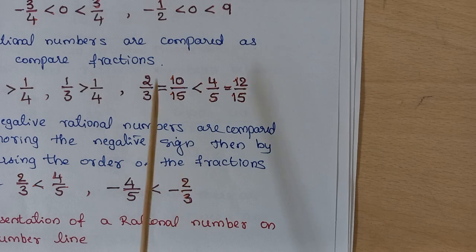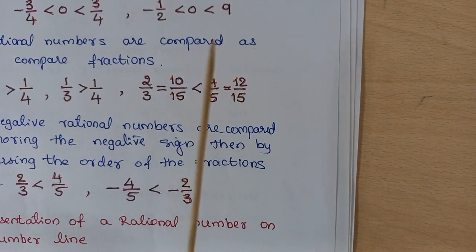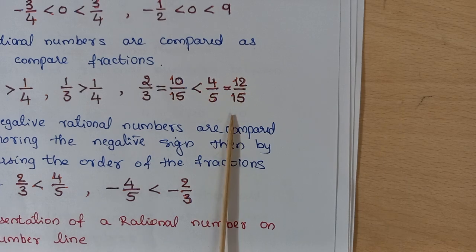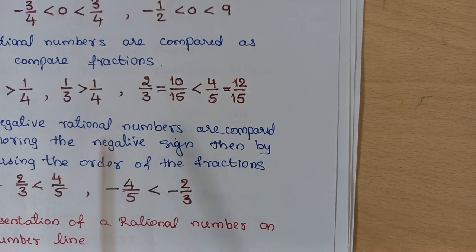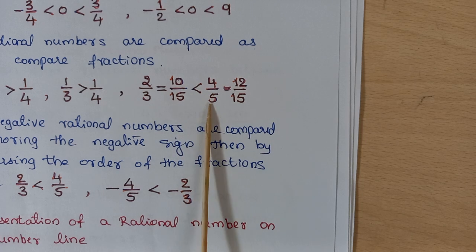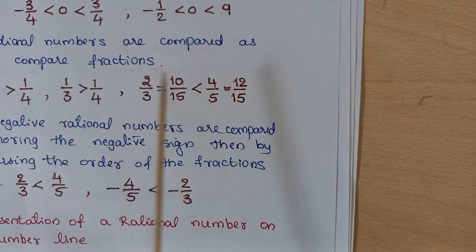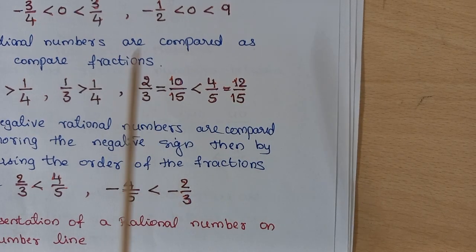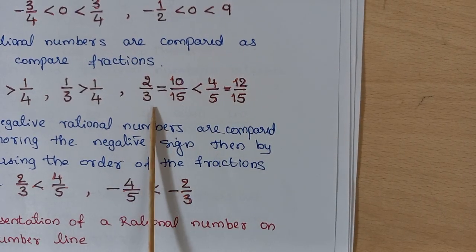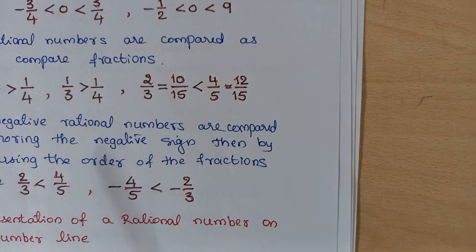And 2 by 3, which is equal to 10 by 15, is less than 4 by 5, which is equal to 12 by 15. Here we find the equivalent rational numbers of the given numbers and then compare. How do we find the equivalent rational numbers? Earlier we studied multiplying the numerator and denominator to make the denominator same.